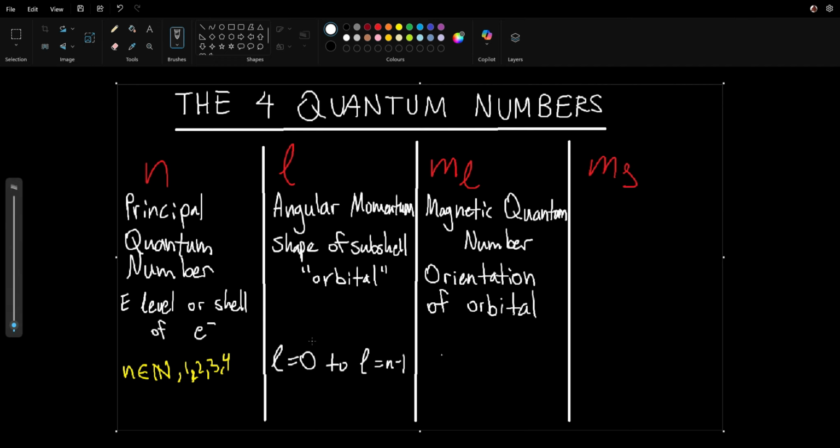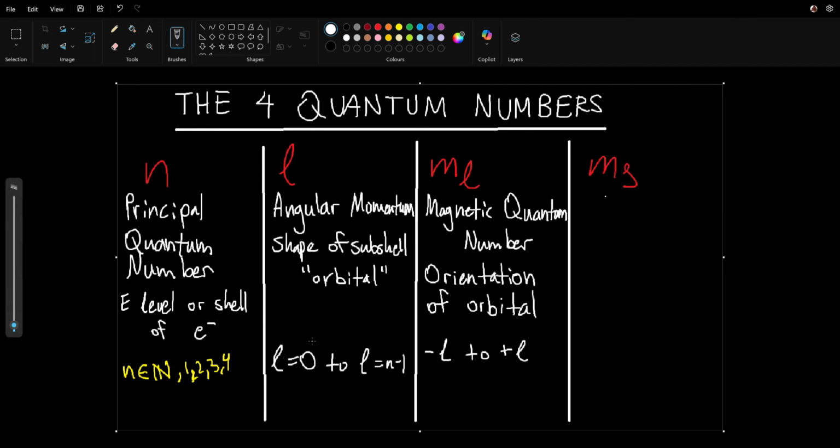Now, its values can range from negative L to positive L. So for example, let's say we have N is equal to 5. Well, if N was equal to 5, L could be from 0 to 4. Let's say L was 4, then our different orientations can be negative 4, negative 3, negative 2, negative 1, all the way up to positive 4. Shape of the subshell corresponds to the specific orientation of the subshell. It's just a further down description of what you're looking at within an atom.